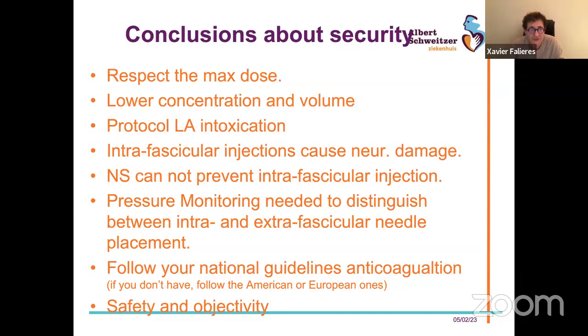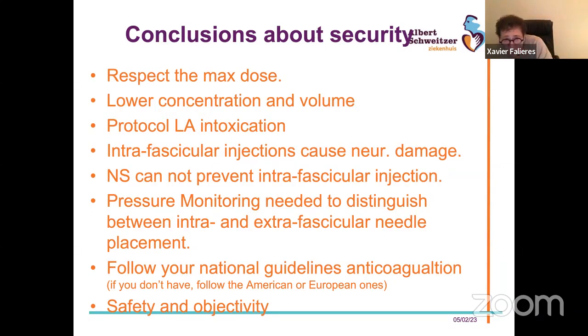So respect the max doses. Once again, if you give very slowly, if you use adrenaline with lidocaine, you can go up to 7-8 milligram per kg. It won't happen anything. But when you need the very high volume, please lower your concentration. It will give you also a very good block. Try, when you can, have a protocol for local anesthetics intoxication.